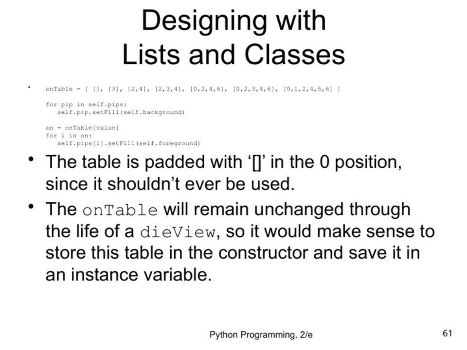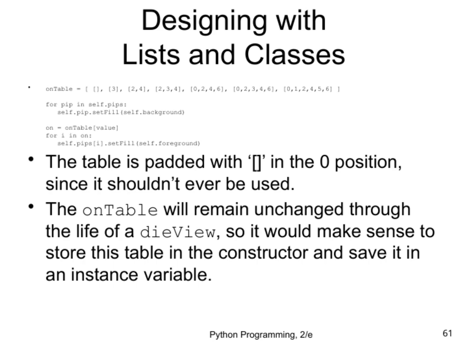This setup is important because it allows us to quickly reference which pips to activate based on the die roll. The comment here explains that this table remains constant throughout the lifetime of the die view, meaning we should store it in the constructor and keep it as an instance variable for efficiency.